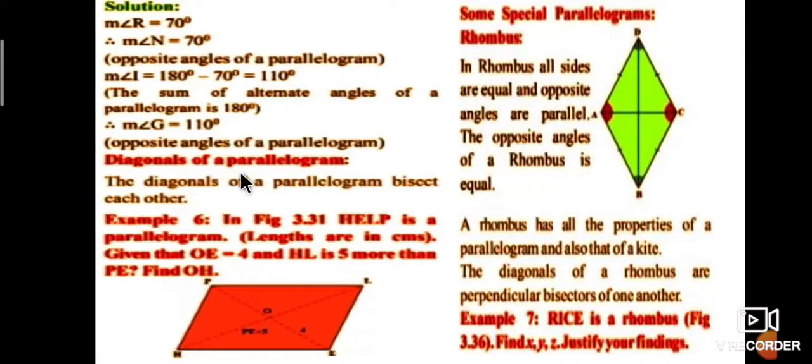Next one is the diagonals of a parallelogram. The diagonals of a parallelogram bisect each other.